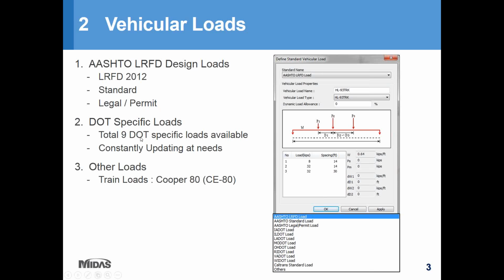We also worked very hard with DOT active users, and as you can see below in the picture on the right, we already have 9 different DOT loads defined. This is not a single load; it's a set of loads, but we just name it this way. Each of them has about 7 to 8 or even more vehicles already defined in them. For the other loads, we have train loads, Cooper 80.